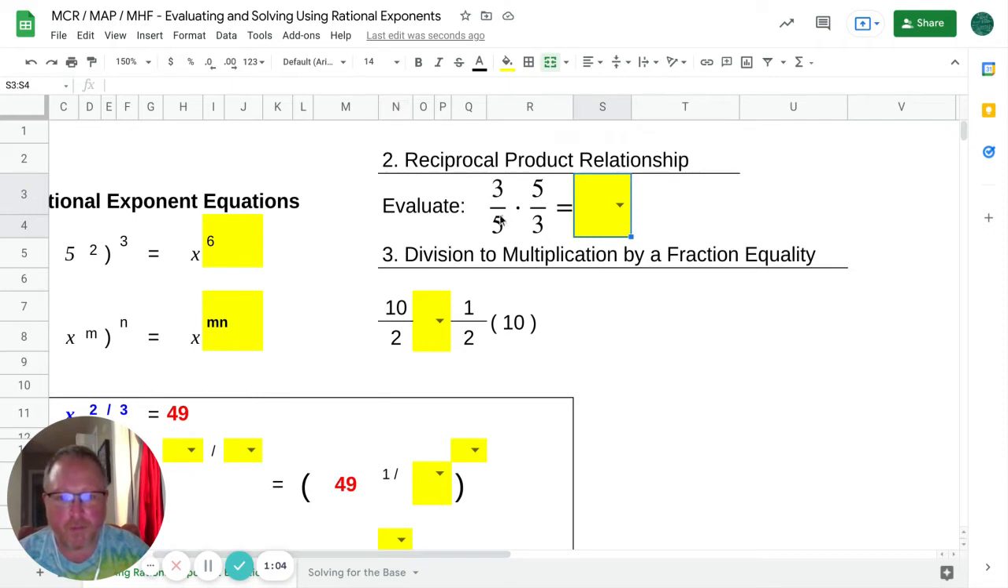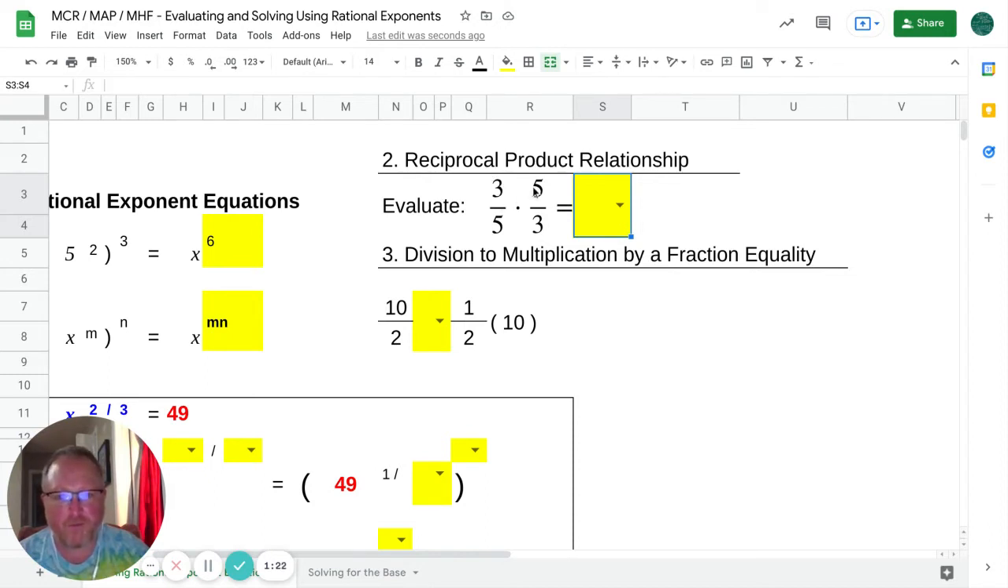What do you notice about 3/5 times 5/3? Those are reciprocals, right? So we call this the reciprocal product relationship. 3/5 times 5/3. Well, 3 divided by 3 is 1. 5 divided by 5 is 1. So overall, it's 1.